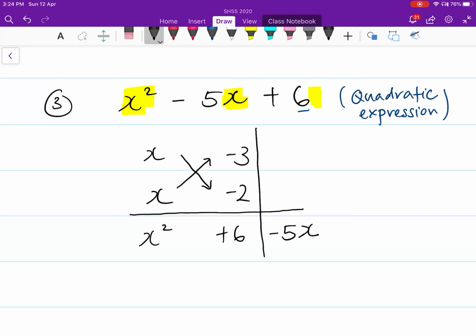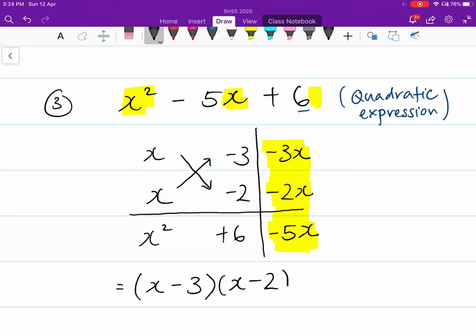Now, let's try to multiply that. X times negative 3 gives you negative 3x. X times negative 2 gives you negative 2x. Now, time for you to check this column here. Negative 3x, negative 2x. Does it give you negative 5x? In this case, it does. If it gives you negative 5x, the factorization will become x minus 3, x minus 2. The final answer is here.